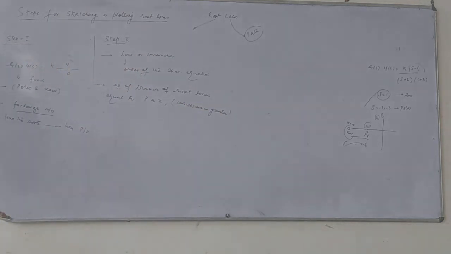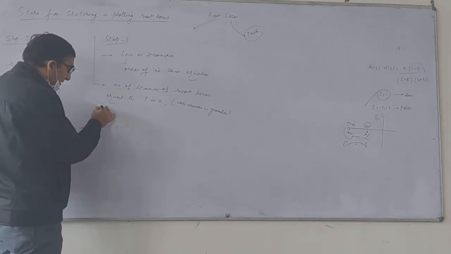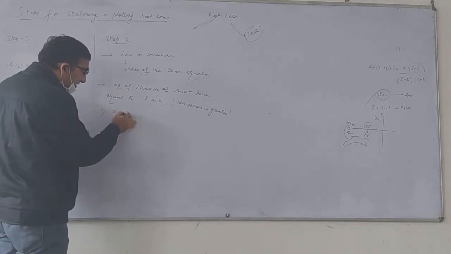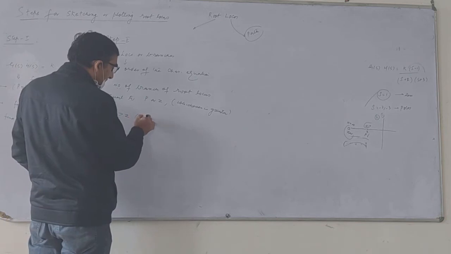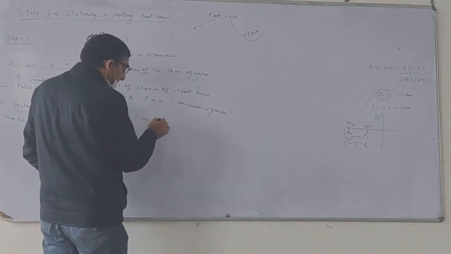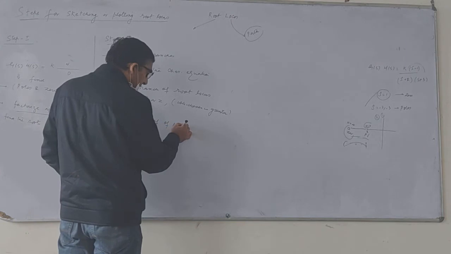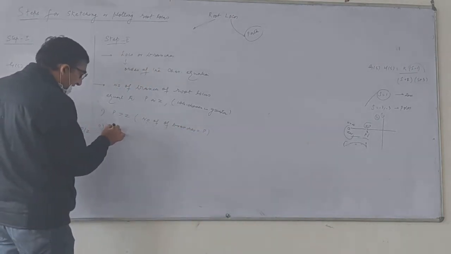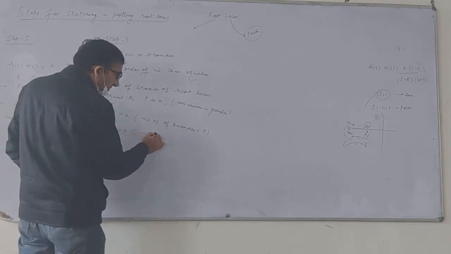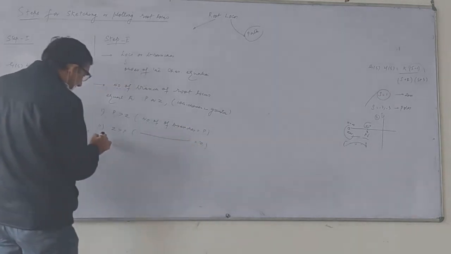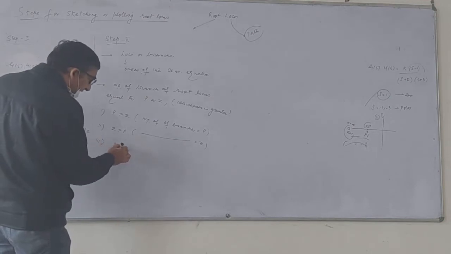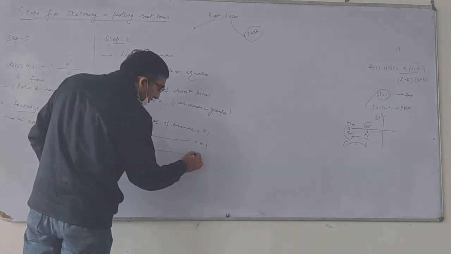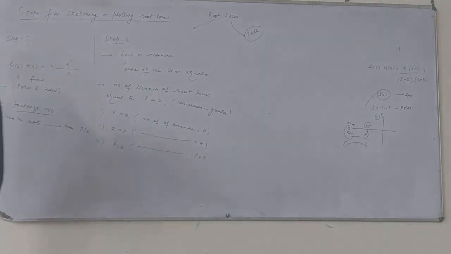So in general, the number of branches which will exist in the root locus will depend on P or Z, whichever is greater. So what are the cases? Three cases can arise. Number one, if P is greater than Z, then the number of branches or loci will be equal to P. Second case, if Z is greater than P, the number of branches will be equal to Z. Third case, if P is equal to Z, then the number of branches will be equal to P, which is equal to Z.